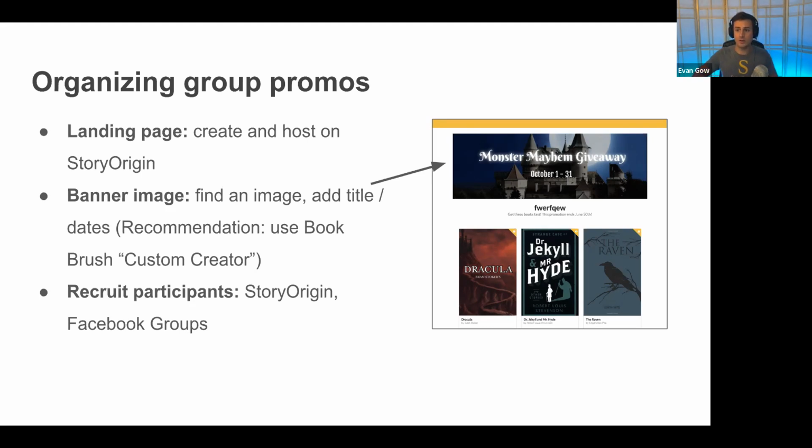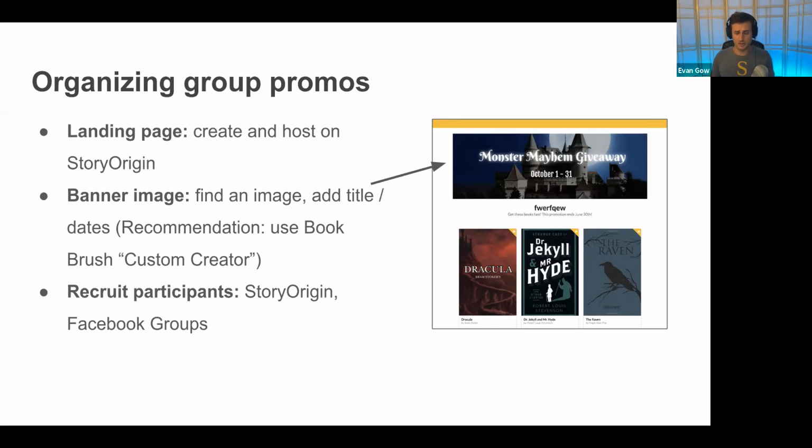So it can be a great way to get more out of being in group promos. And it's not that much work. Essentially, you create the page on StoryOrigin, which takes about 5 minutes to fill out a form, maybe not even 5 minutes. You create a banner image, which is, find a stock image, throw some text on there with the name of the group promo and the dates that it's running.